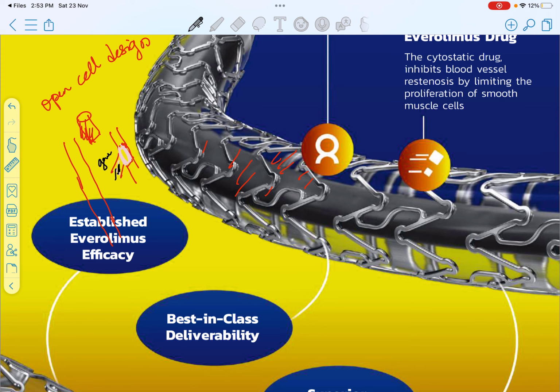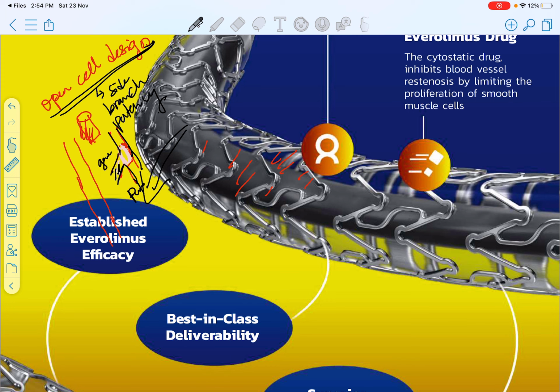So why is an open cell design an advantage? Because there is a side branch patency. What does this mean? That the side branch of the artery is still patent, because through the open cell design, through these windows, blood still can flow. So that's a very good advantage.